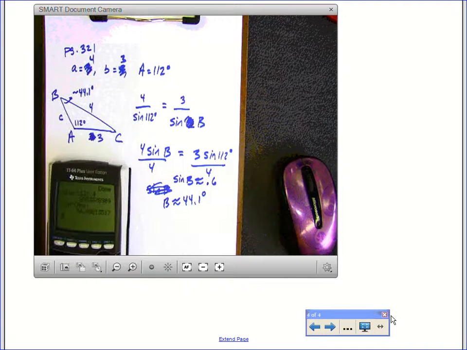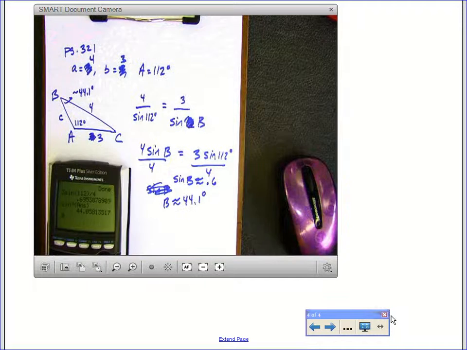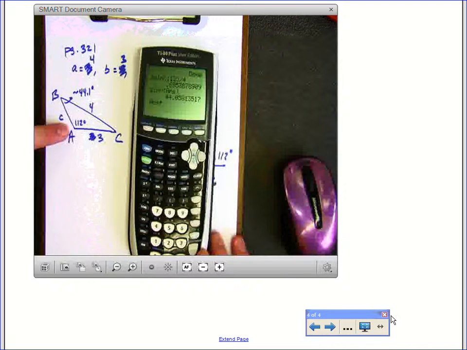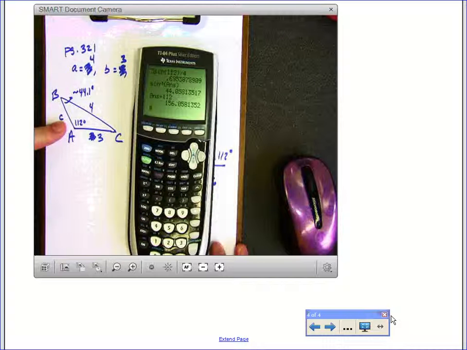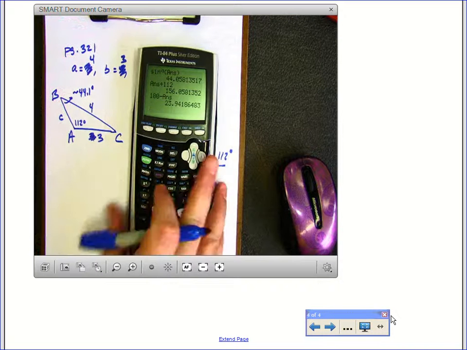All right, now, you see something that's going to be an easy find now? Yeah, angle C, right? Okay, so I'm going to add my 44.1 to my 112. Now, that's not C, is it, though? Okay, so 180 minus that. All right, so about 23.9 degrees here for C.